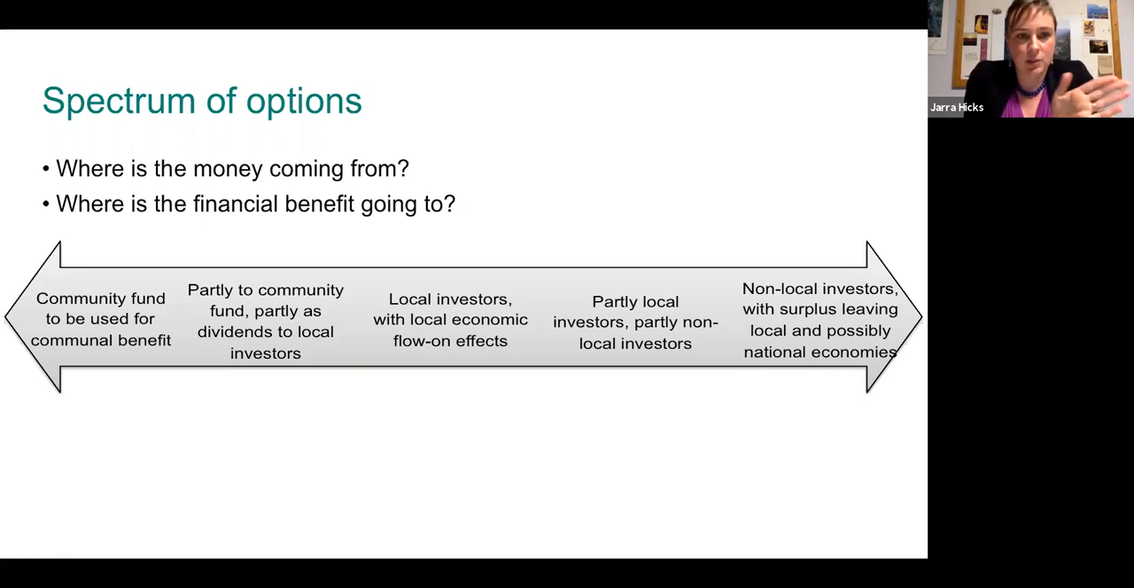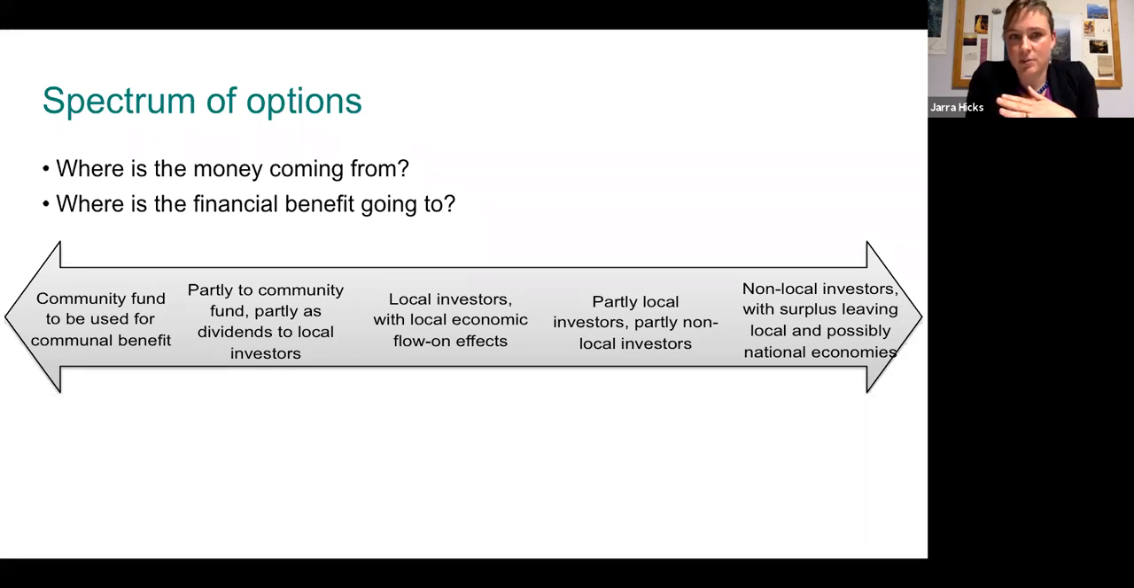So on one side of the spectrum, it shows that all of the surplus goes to a community benefit fund purely for community benefit. And I'll be talking through an example of this later on. But for example, where a community energy project is owned by a not-for-profit organisation, all of the electricity savings and all of the income they might earn from selling electricity is fed back into achieving their charitable purpose, whatever that may be. And that's usually, you know, for broad community benefit.